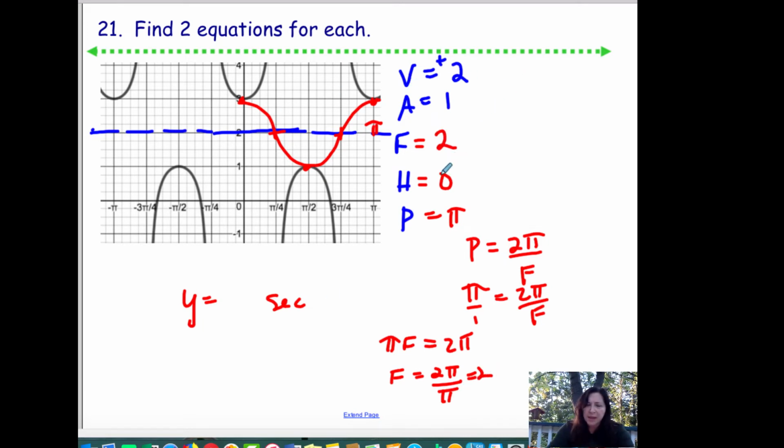So then, what else do we have here? Everything's done. So we have y equals my vertical shift, which is 2, plus 1 is my amplitude. That always goes in front. Secant, frequency is 2, and I don't have a horizontal shift, so it's just x.